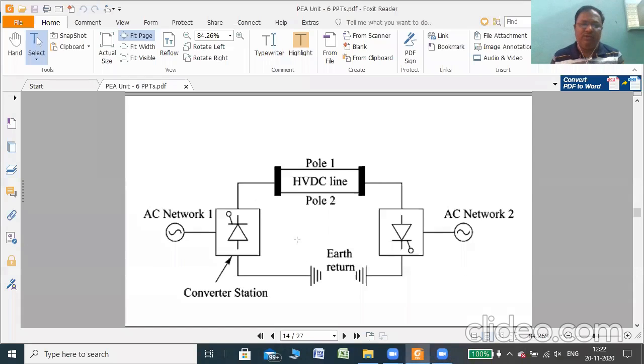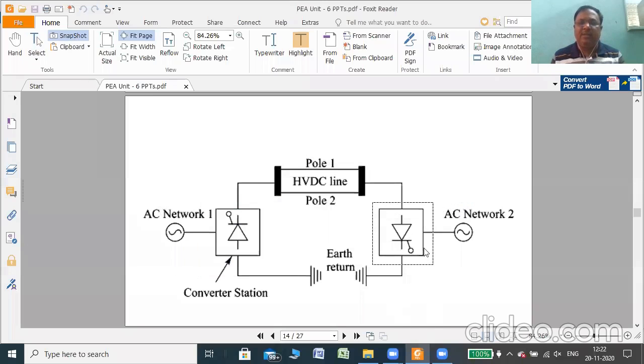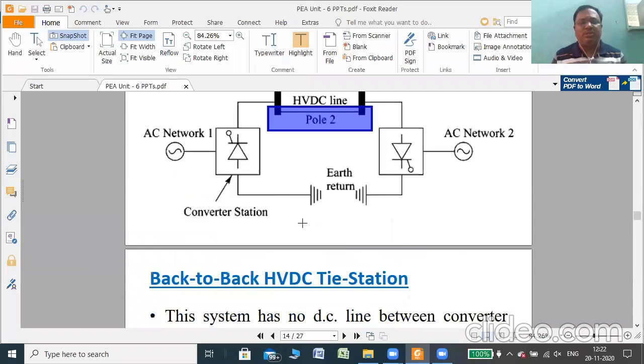On the primary side there will be a converter, on the secondary side there will be a converter. Okay, at the primary side there will be a conductor, then at the secondary side another converter, and these are the two poles. This is pole 1 and another pole 2. Okay, so this is called the homopolar system.